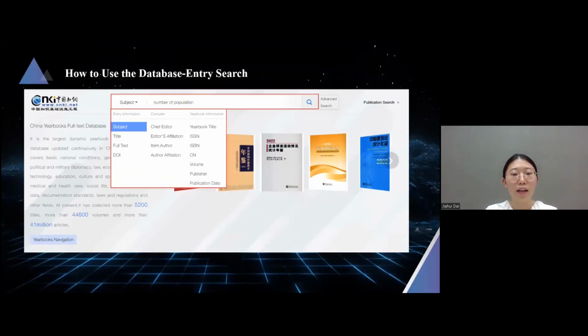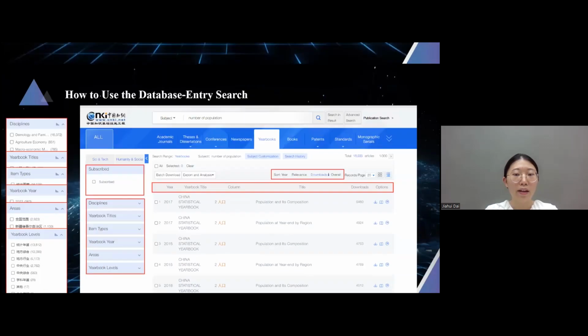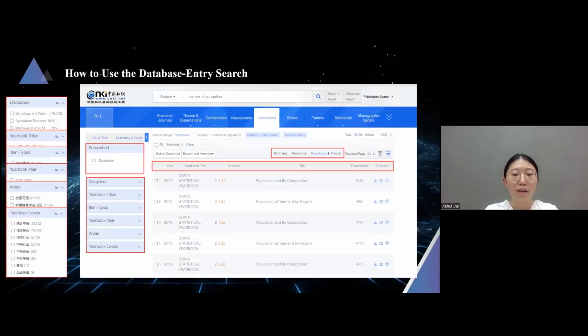Firstly, we can enter the homepage of CYFD. There is a search box in the middle. By default, we can search by subject, and we can also set other conditions to search. Here we search the number of population. Then this is the page of search results, arranged from left to right according to the yearbook title, column, downloads. We can choose year, relevance, download, and overall to sort results.